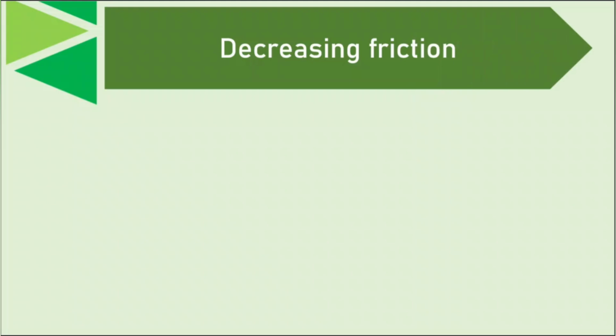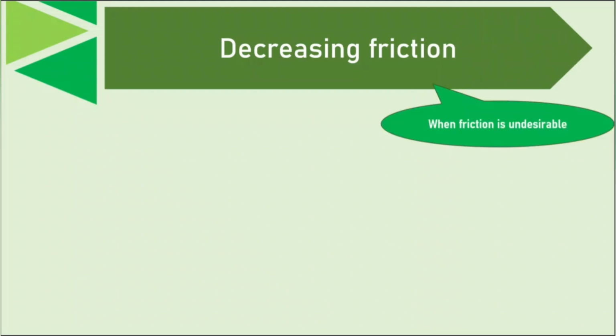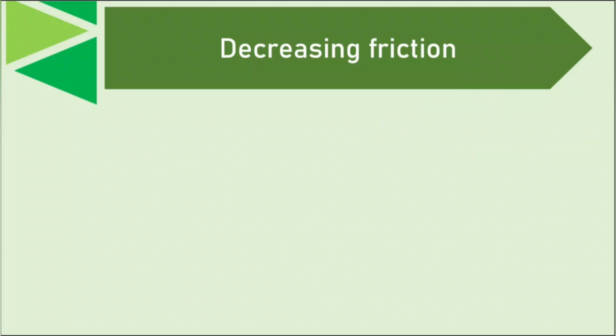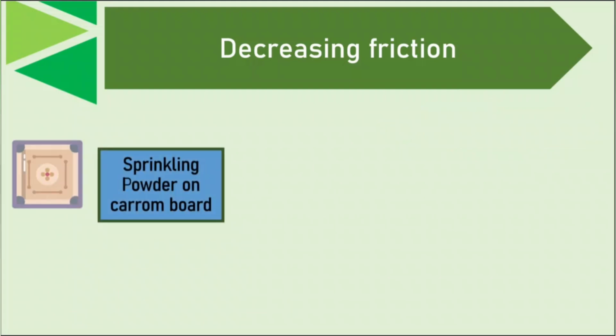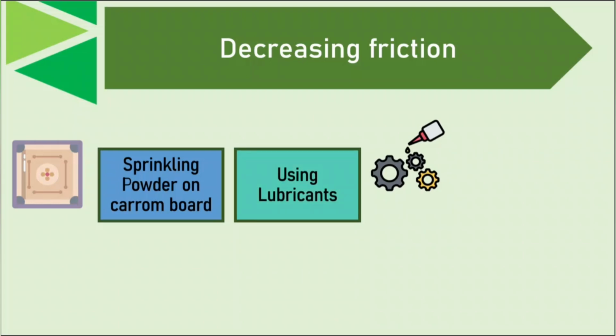There's also a way to decrease friction, because in some places friction is undesired. So we need to reduce or decrease that to make the motion smoother and reduce its disadvantages. A common example that we see is when we're playing carom. We sprinkle fine powder on the board, and this allows the smoother movement of the coins and striker. This is because the friction reduces, and therefore the motion can take place more smoothly. We also use oil, grease, or graphite as lubricants in machines. It is applied to form a thin layer that prevents direct rubbing of surfaces, and when there is no direct rubbing or direct contact, it reduces friction.